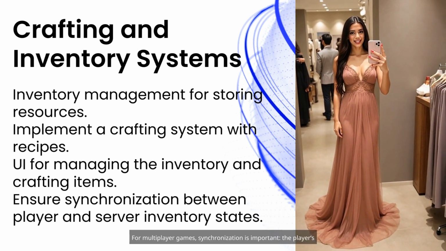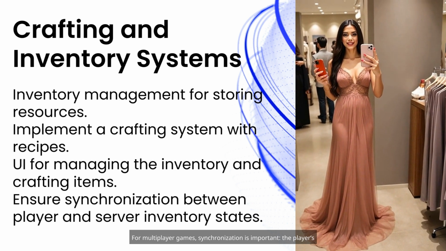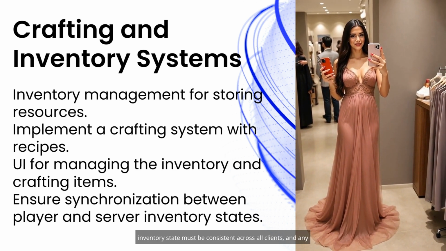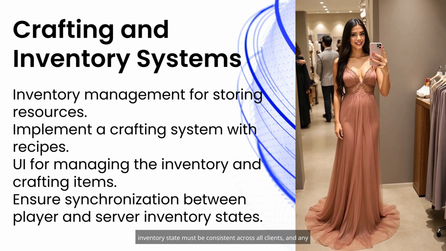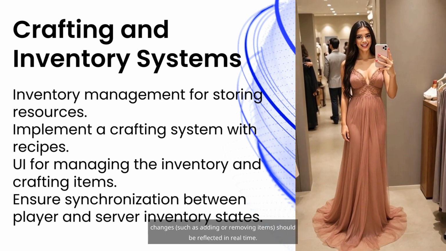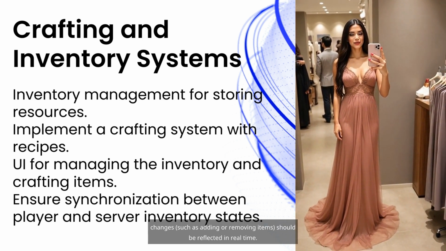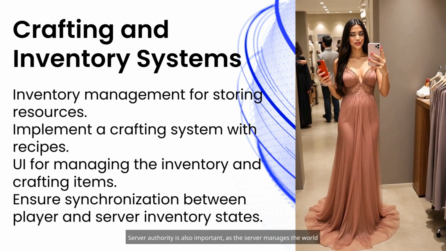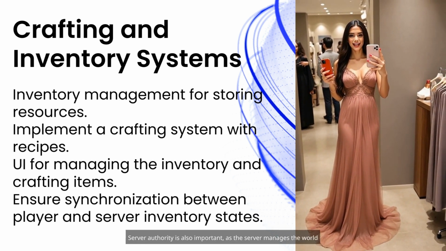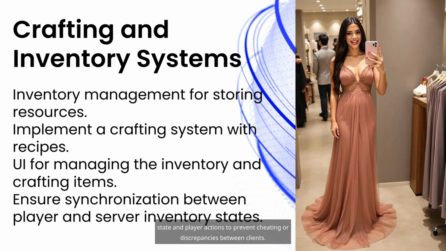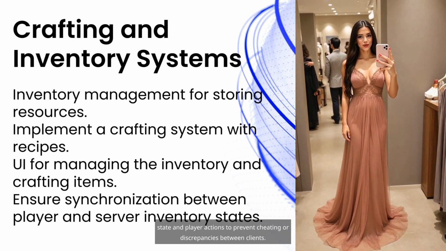For multiplayer games, synchronization is important. The player's inventory state must be consistent across all clients, and any changes, such as adding or removing items, should be reflected in real time. Server authority is also important, as the server manages the world state and player actions to prevent cheating or discrepancies between clients.